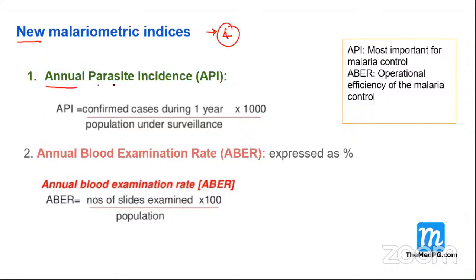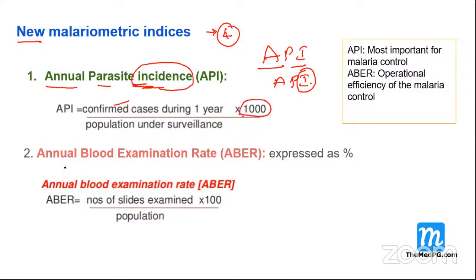Now the newer malariometric indices; there are four of them. The first is annual parasite incidence, API. Remember this because an MCQ has been asked on it. API stands for annual parasite incidence. Incidence is the number of new or confirmed cases divided by the denominator, the total population under surveillance, and the multiplier is 1000. The second is annual blood examination rate, ABER.